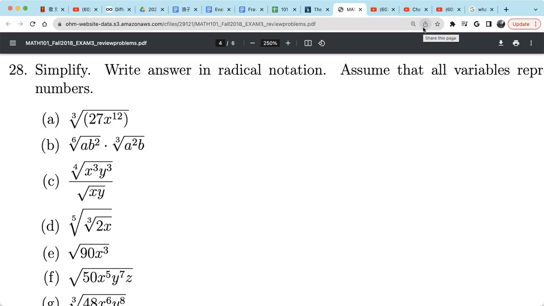Let's see question 28. So we want to simplify those radical expressions. So let me get my pencil.